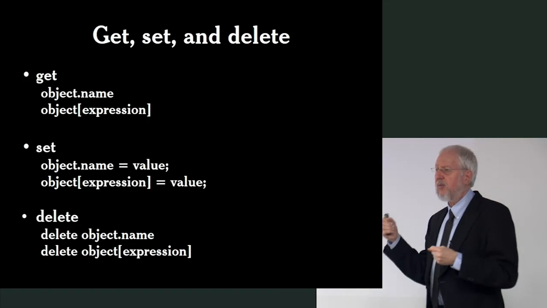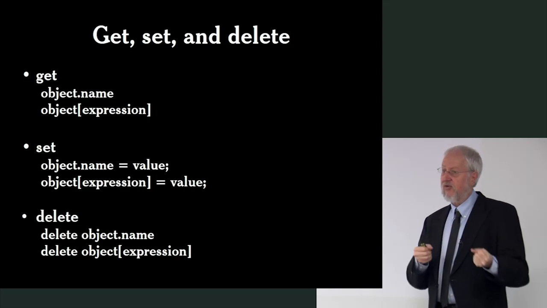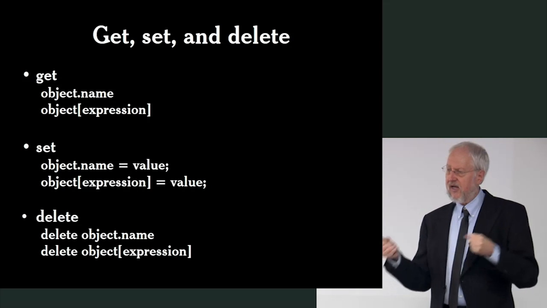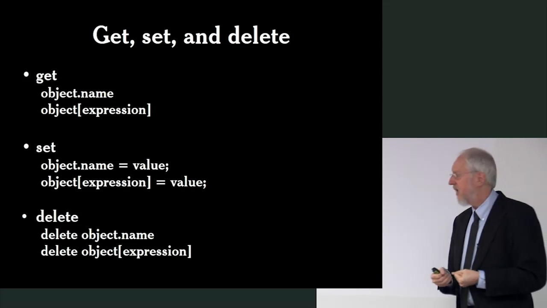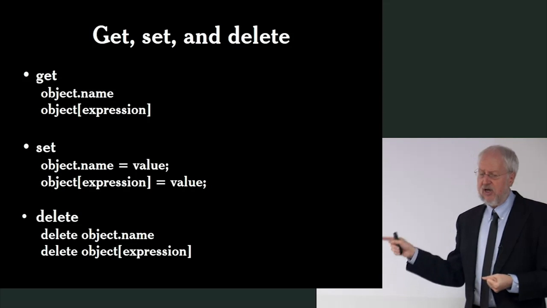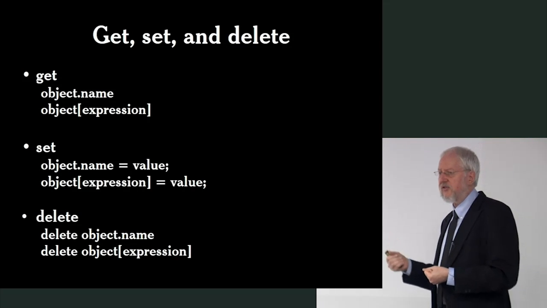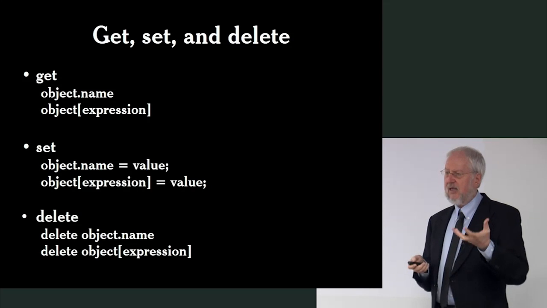You can set properties of an object simply by assigning to those properties. You can add new properties or modify old properties simply by assignment. And you can also delete properties from an object using a delete operator, although I very rarely see this used. Generally, once an object is made, it keeps its stuff.